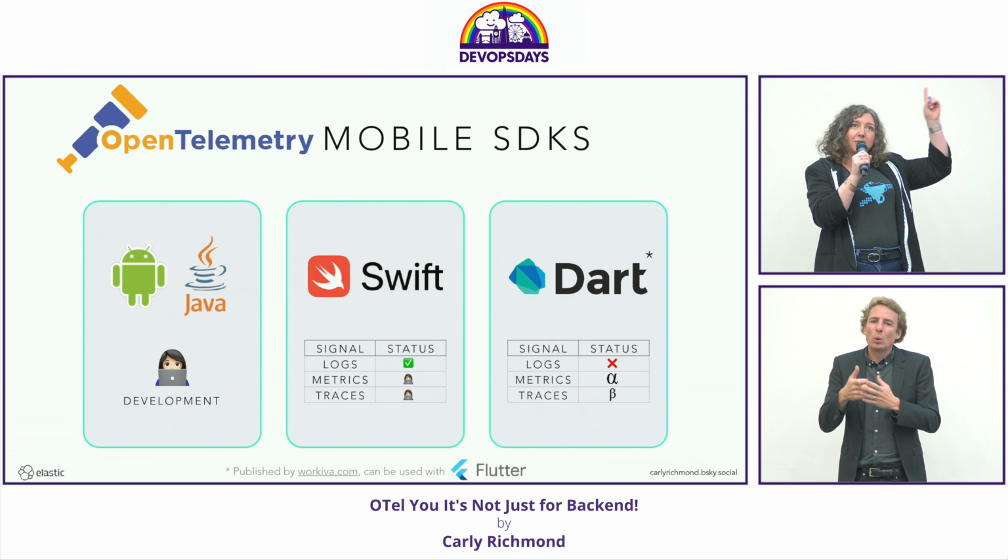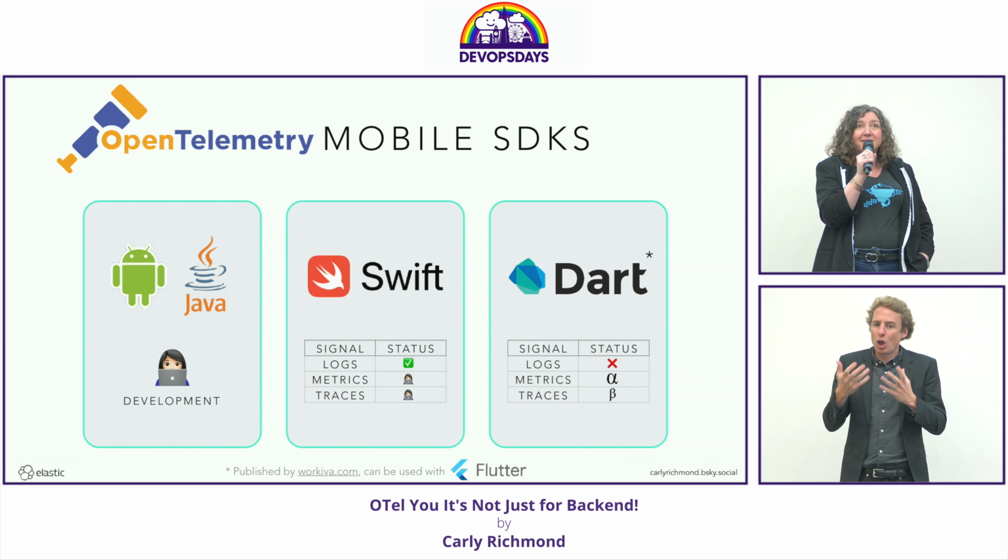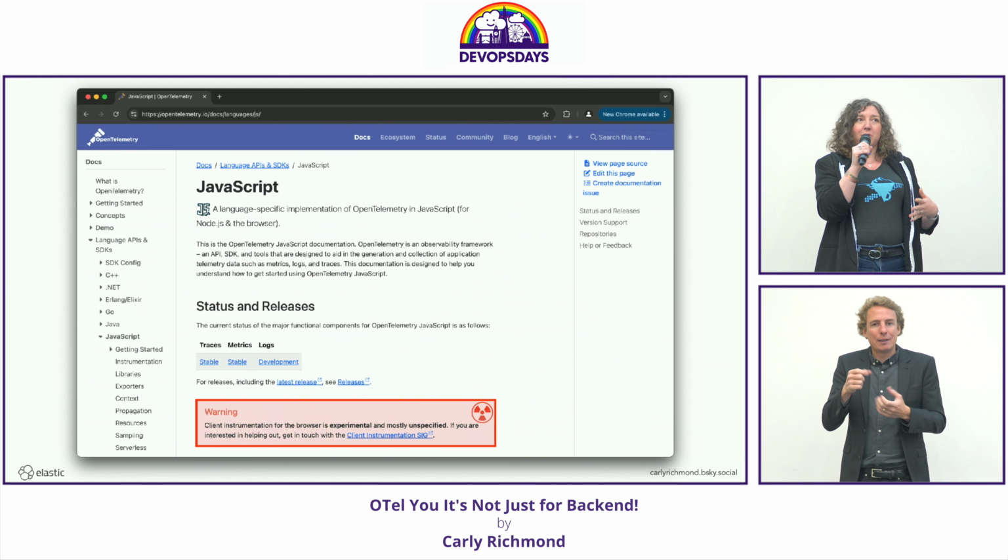A good example is the mobile SDKs. Every single one of them is sitting in development at the moment, so you probably wouldn't want to use these in production. And we need to move forward with that.